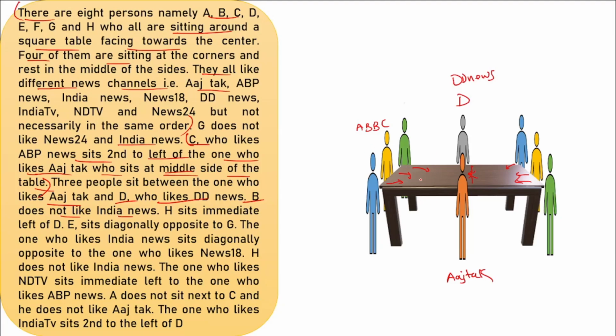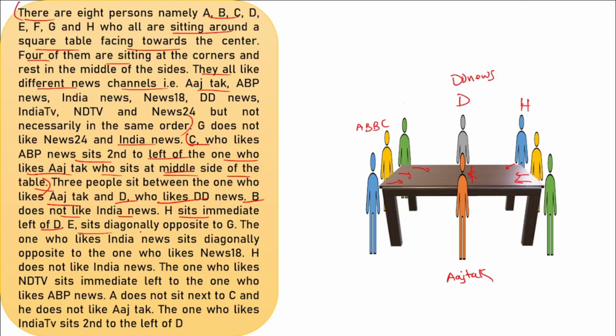I don't know anything about B. Alright, so I'm not going to place this point right now. Now H sits immediate left of D. If this is D and this guy is facing towards the center of the table, what will be his left? His left will be this guy, this blue guy. And who is this blue guy? H sits immediate left of D. So this blue guy is our H.